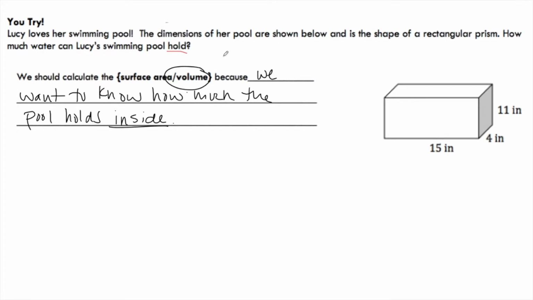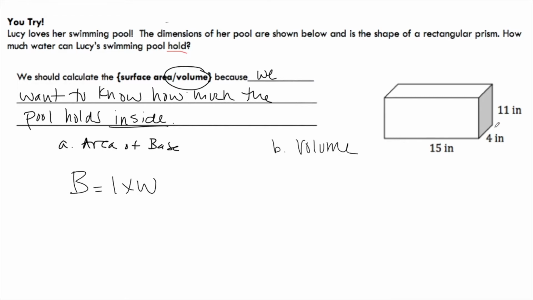Now, to find volume, the first thing we need to do is find the area of the base. I'm going to use this bottom face, the 15 by 4. I'm going to do B is equal to length times width. B is equal to 15 times 4. And go ahead and calculate that answer in inches squared because this is still area.